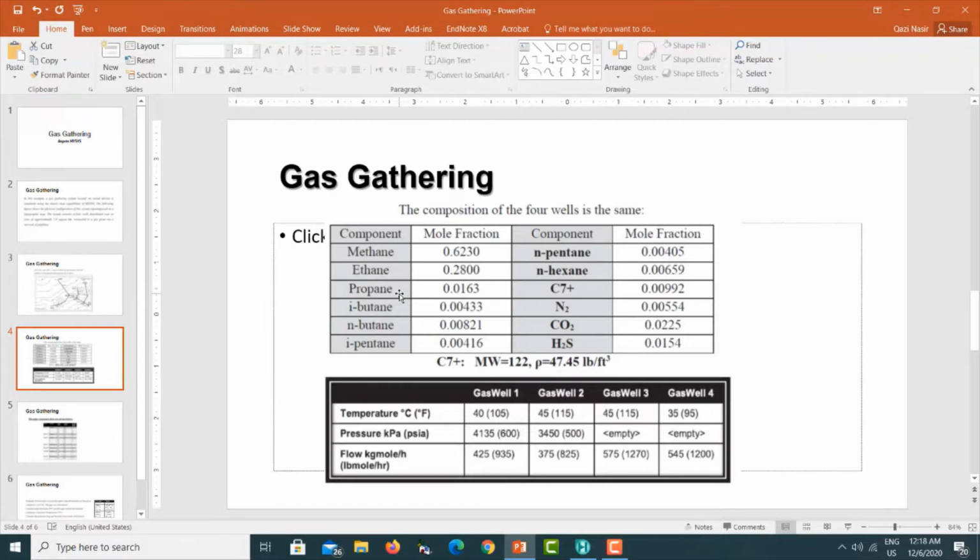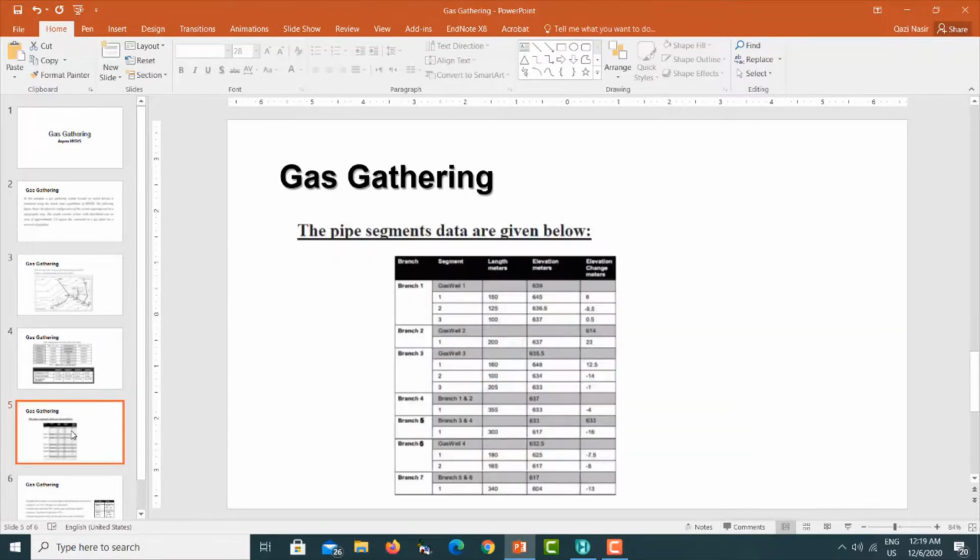Because we have 4 different wells which are transported through 4 different pipelines, we need to know the information regarding the temperature, pressure, and mole flow rate. So for gas well 1, which is coming from the pipe, you can say branch 1, they have the temperature which is mentioned here, the pressure mentioned here, and the flow rate. Similarly for gas wells 2, 3, and 4, we have the temperature, pressure, and mole flow rate shown here. This is something which is given to you.